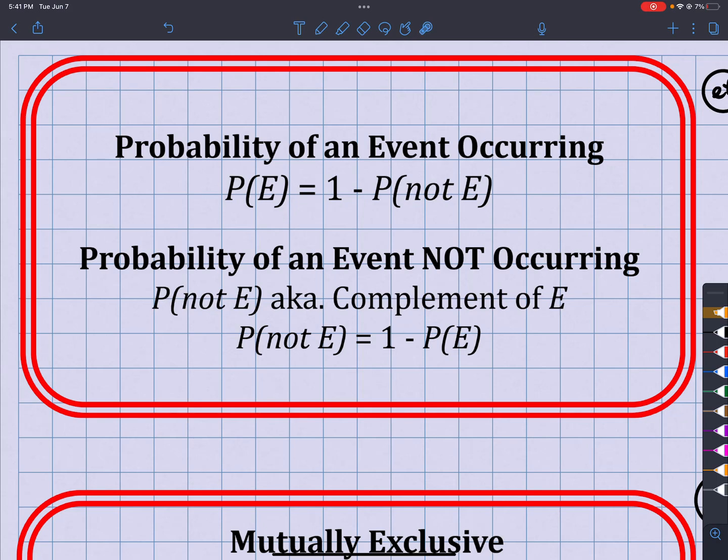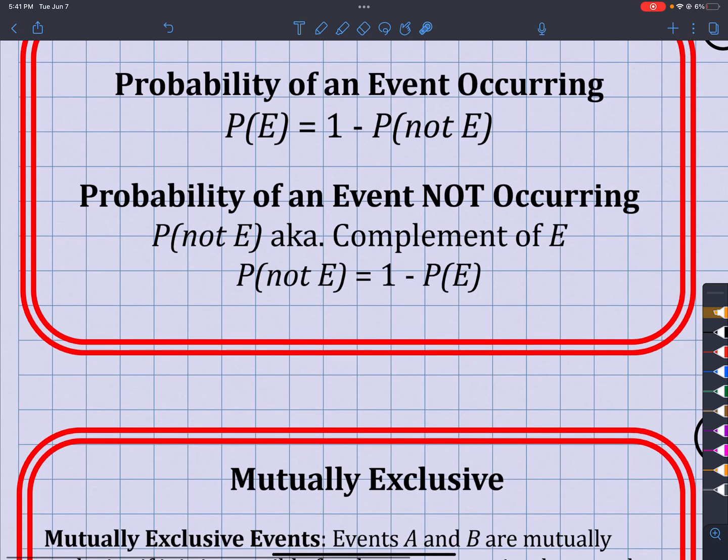So we're still talking about probabilities here, except these are going to be the probability of an event occurring, which would be the opposite of it not happening, right? So it would be 1 minus the probability of it not happening. And the probability of an event not happening would be 1 minus the probability of it happening. And not happening is also known as the complement of E.